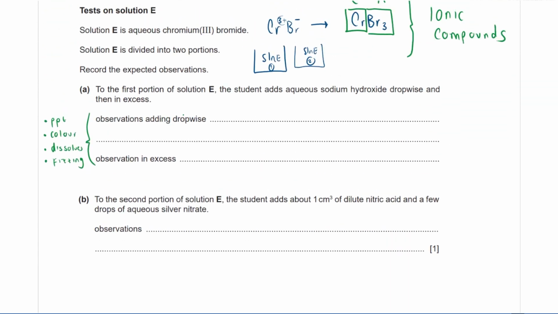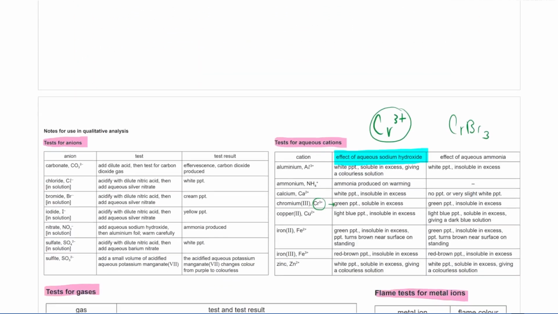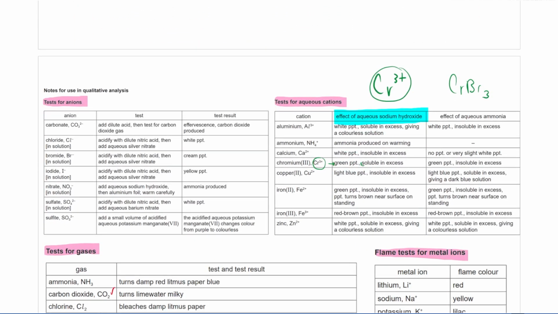So what happens when we add NaOH dropwise? A green precipitate is formed, right? But what would happen if we add NaOH, remember NaOH, in excess? Well, the precipitate dissolves. Why? Because the notes say that the precipitate is soluble in excess.